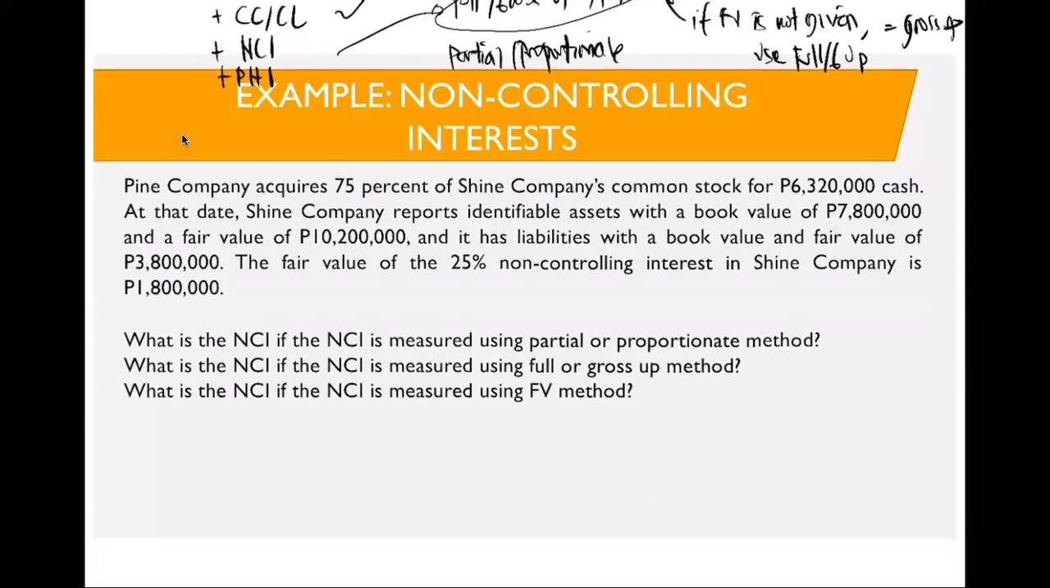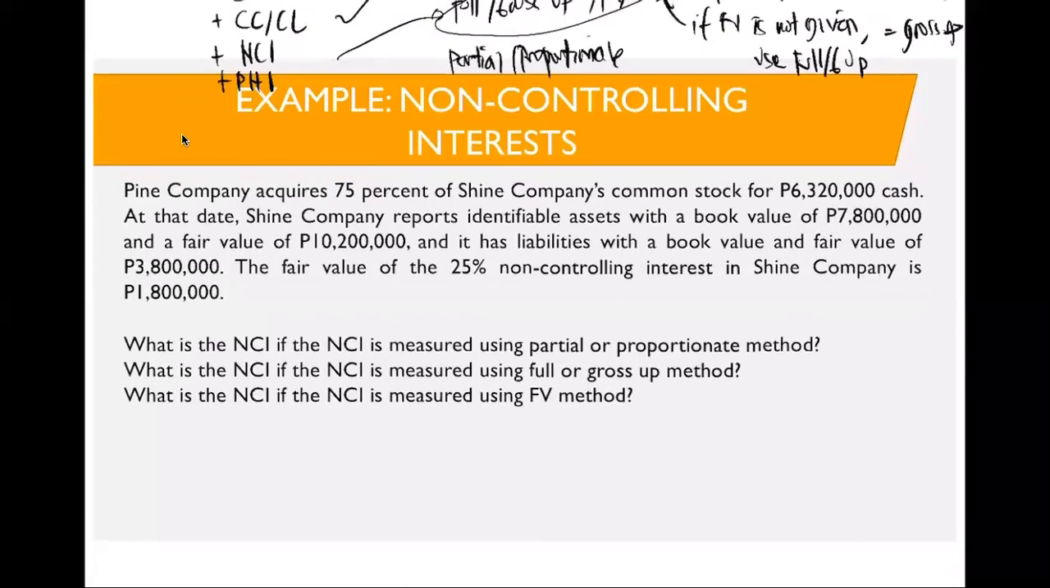Pine Company acquires 75% of Shine Company's common stock for 6,320,000 cash. At that date, Shine Company reports identifiable assets with book value of 7.8 and fair value of 10.2, and liabilities with book and fair value of 3.8. The fair value of the 25% non-controlling interest in Shine Company is 1.8 million. So what is the consideration? The 6,320,000 cash.